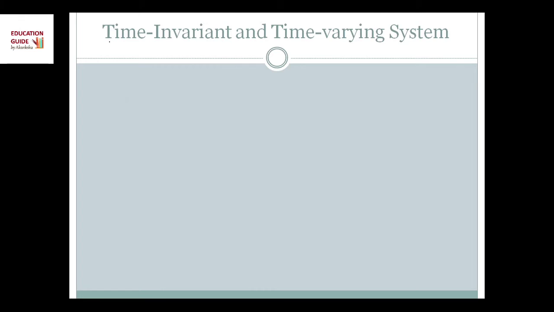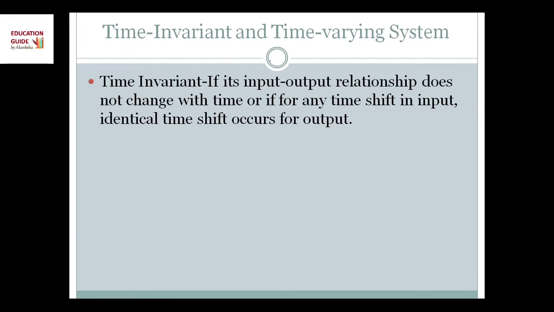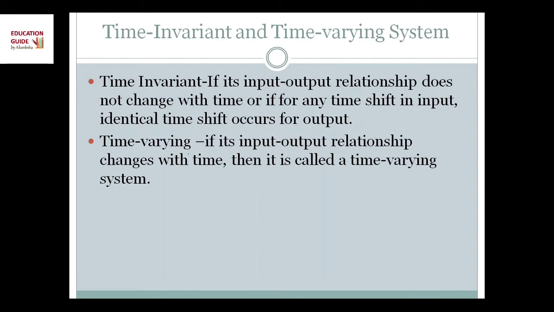Next property is time invariant and time varying system. Time invariant system: if its input-output relationship does not change with time, or if for any time shift in input, an identical time shift occurs in output. Time varying system: if its input and output relationship changes with time, then it is called a time varying system.